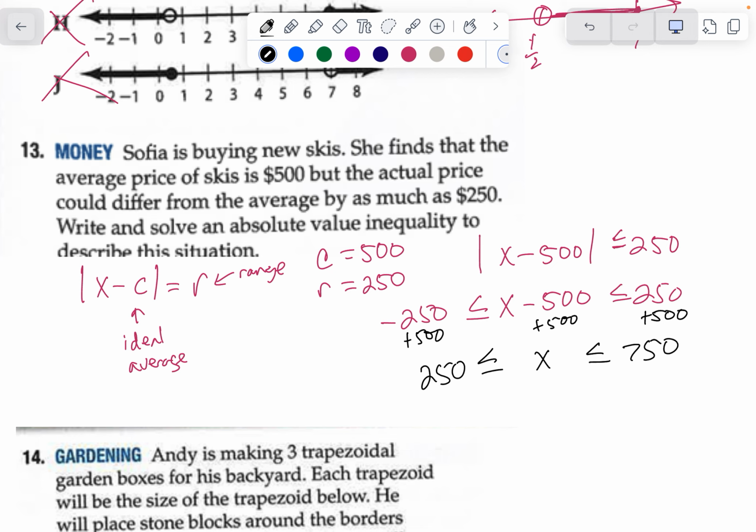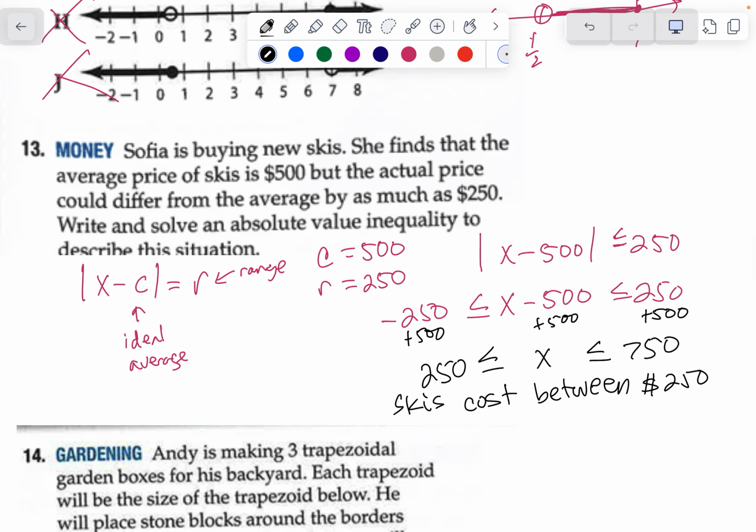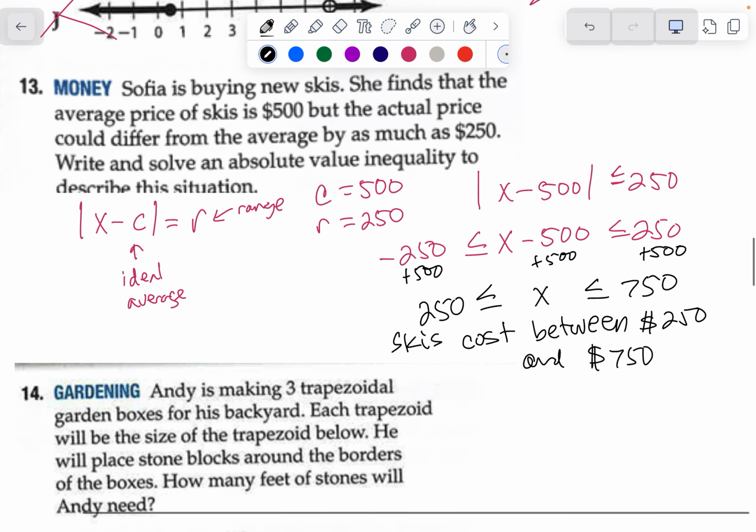So you could say, it says to describe the situation, if you solved it, you'd say the skis cost between, and you see when we actually are talking about it in words, $250 and $750. So actually writing out what the situation means is a good idea to get used to. We good with 13? You're good.